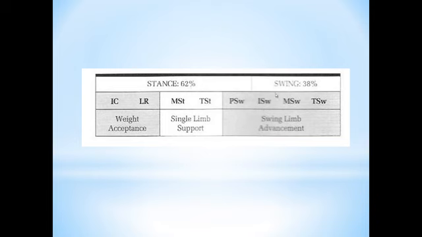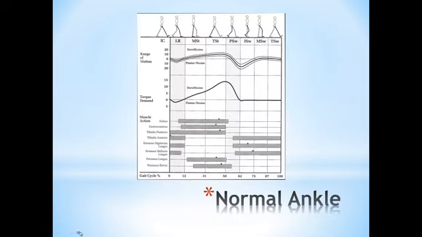Initial swing, mid-swing, and terminal swing are the other phases that are included in the functional task of swing limb advancement. So what's happening at the ankle during the gait cycle? And there's a lot going on with this graph, and we're going to go through it kind of section by section here. And we'll start with our top range of motion.